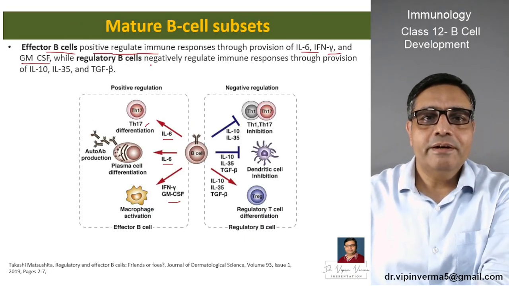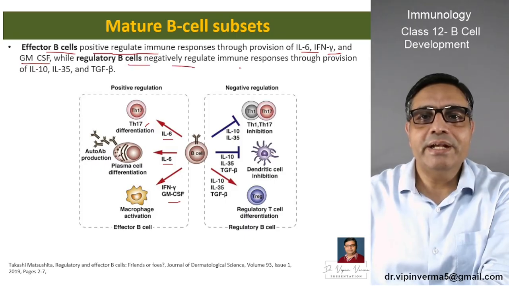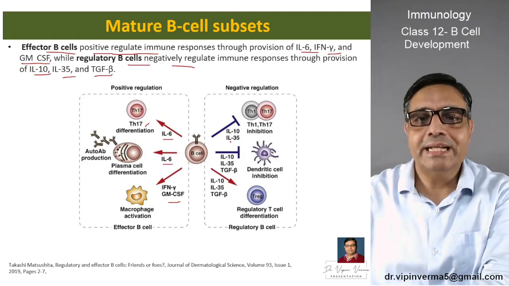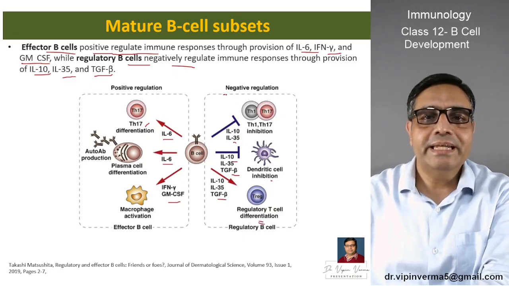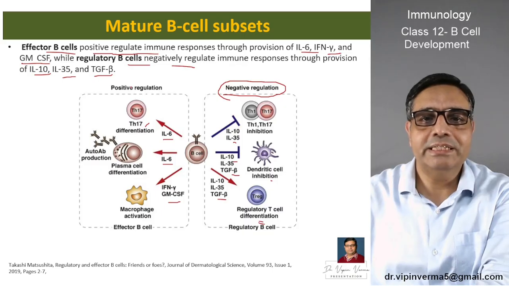Whereas the regulatory B cells negatively regulate immune responses through provision of IL-10, IL-35 and TGF beta. So this is the negative regulation here. IL-10 and IL-35, you can see here inhibition of Th1 and Th17; IL-10, IL-35 and TGF beta for dendritic cell inhibition; and IL-10, IL-35 and TGF beta increase the regulatory T cell differentiation. So this is the negative regulation, and here using IL-6 and IFN gamma and GM-CSF, it is the positive regulation. They are secreted by the B cells.